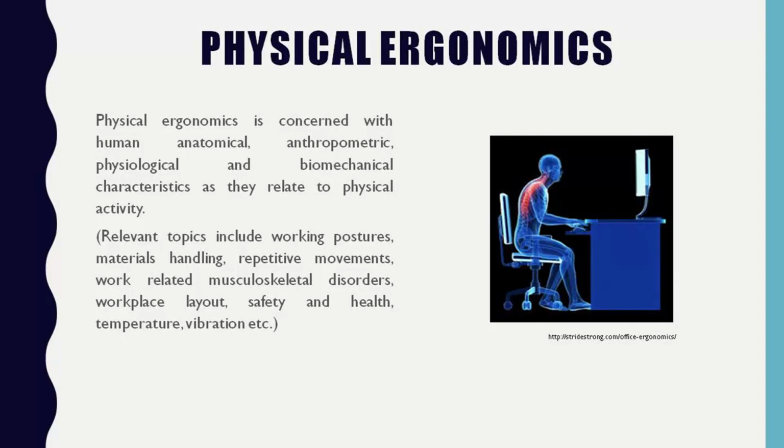This physical ergonomics basically also covers subtopics such as anatomy, biomechanics, physiology and it also includes some sort of psychology. So, in a nutshell we will go on to understand those subtopics. First we will try to understand what this physical ergonomics is. Physical ergonomics is concerned with the human anatomical, anthropometric, physiological and biomechanical characteristics as they relate to physical activities.